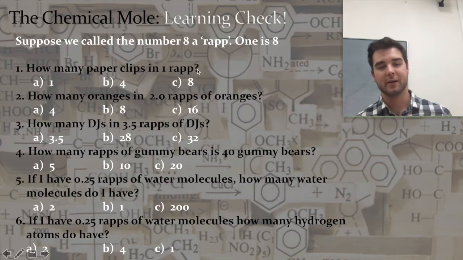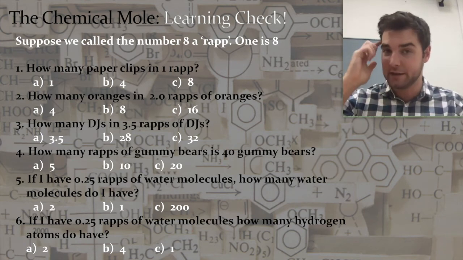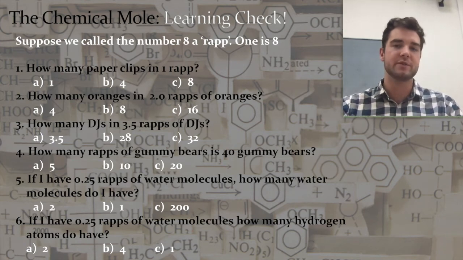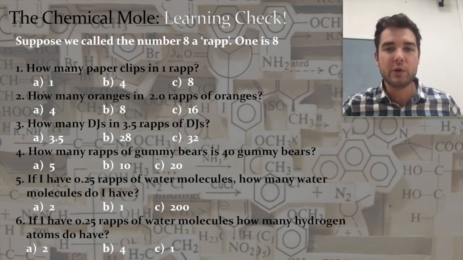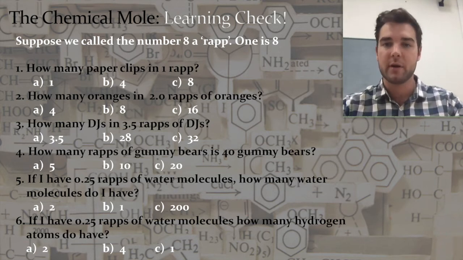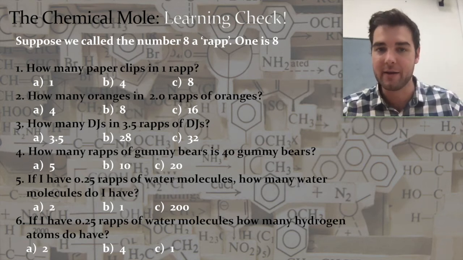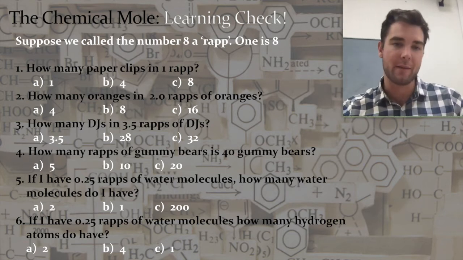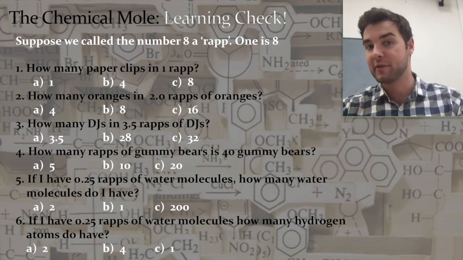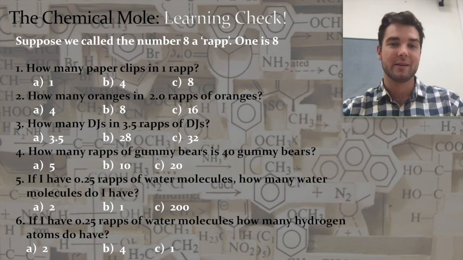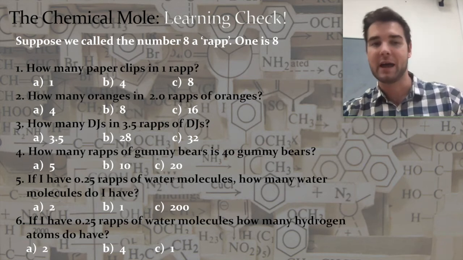So I really need you to understand this concept of a mole, and maybe you're starting to get it in your head, but it's a good idea that we do some practice. So let's forget about moles for a moment and let's create a new unit, a wrap. And 8 is a wrap, okay? Like 12 is a dozen, 8 is a wrap. So if I have one wrap of paper clips, how many paper clips do I have? Well, of course, I have 8 paper clips.